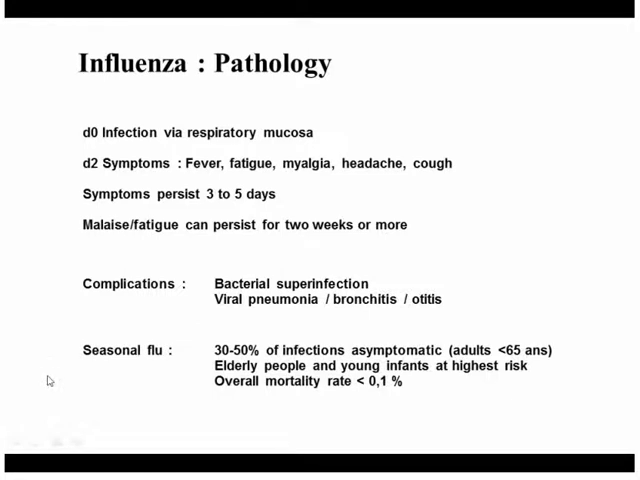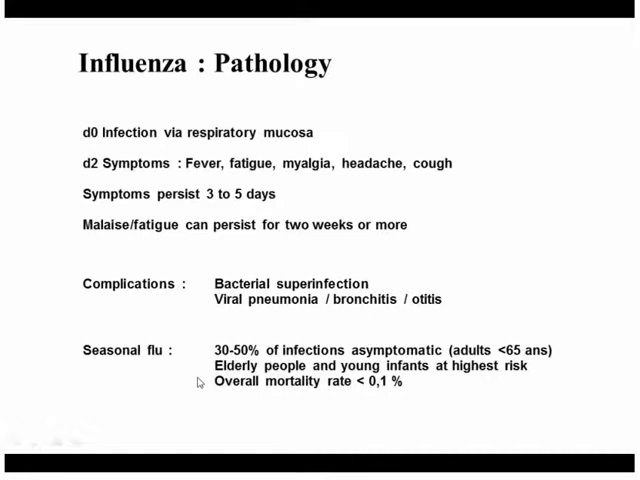So with seasonal influenza, maybe a third or a half of infections in young healthy adults might be asymptomatic. You won't even notice. But in elderly people and young infants, you'll have a higher incidence of more severe infections. And the overall mortality rate may be about 0.1% for seasonal influenza. So even though the overall mortality rate is not that high, it's important to vaccinate vulnerable groups.